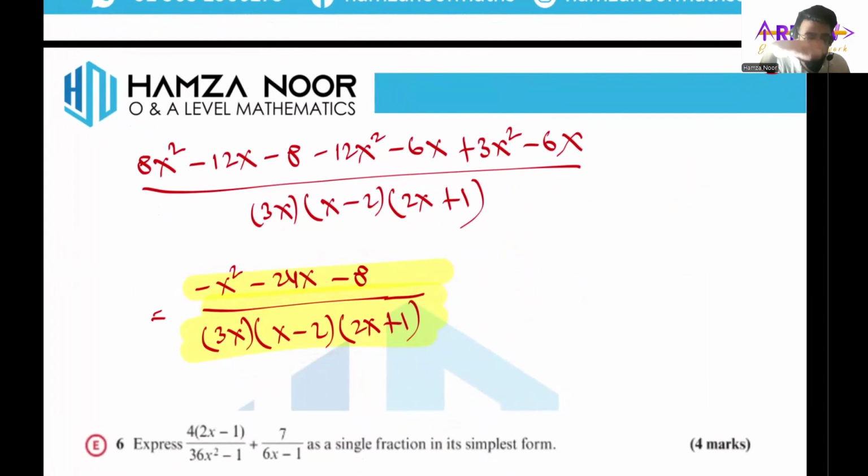After this, you cannot simplify anything because if you take this minus sign as common in the numerator, you are left with x square plus 24x plus 8. And if you put x square plus 24x plus 8 in your calculator equation function, or even if you put this complete numerator in your calculator equation function, you are going to see that the roots are coming in surd form. So obviously, there would be no common factor over here. In this whole fraction, there will be no common factor.